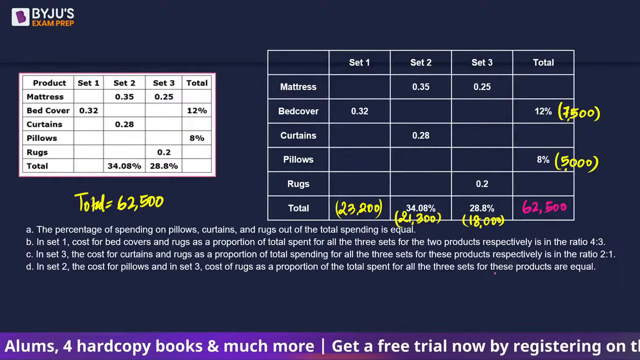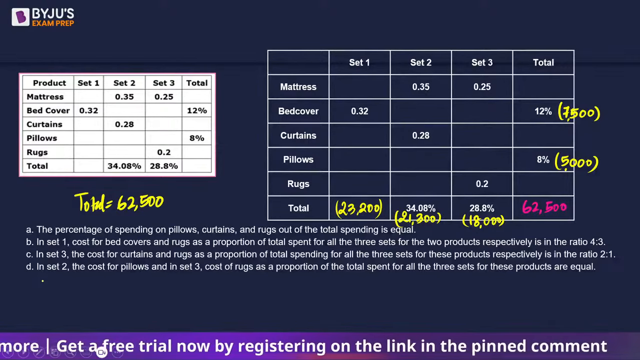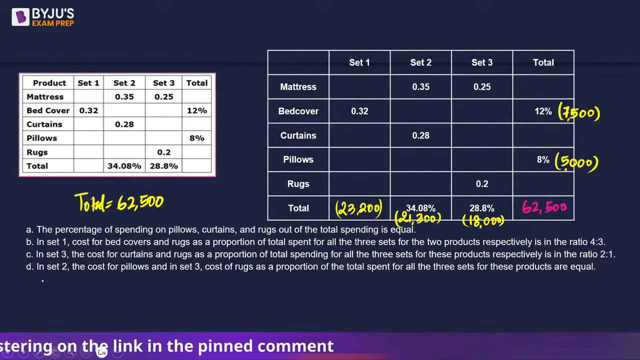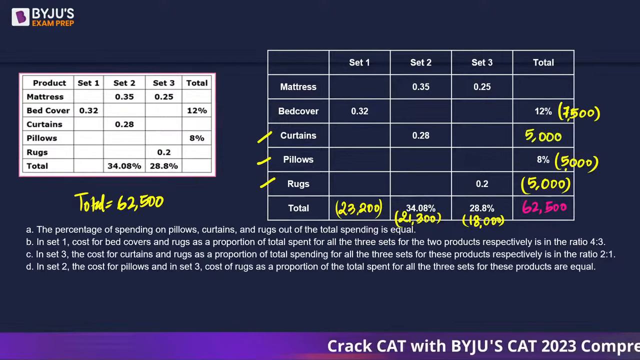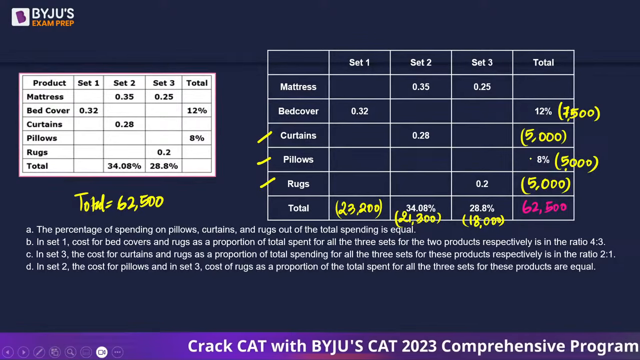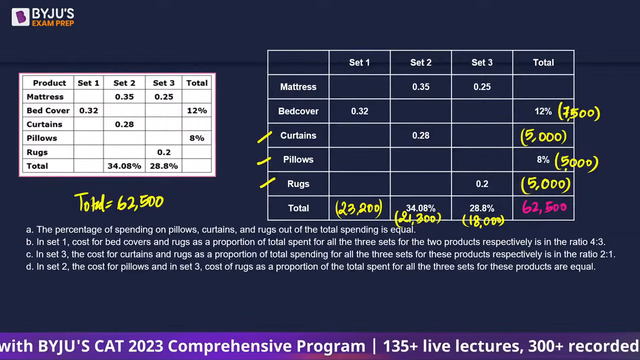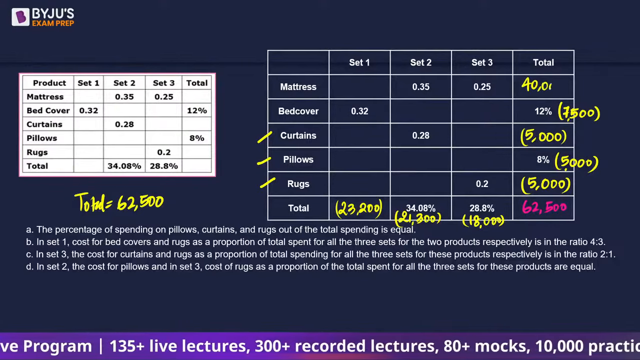Okay, let's fill in the table using the information now. So basic चीजें हमें पता होनी चाहिए कि इतना खर्चा हुआ है. अब इसका ratios देख लेंगे बाद में. Okay, the percentage of spending on pillows, curtains and rugs out of the total spending is equal. Great. तो इन पे जो खर्चा हुआ है टोटल का सब सेम हुआ है. So this is 5,000, 5,000, 5,000. So looks like mattress पे सबसे ज्यादा खर्चा हुआ है. So this is going to be 15,000 plus 7,500, which is 22,500. So that means the remaining 40,000 was spent on mattresses.